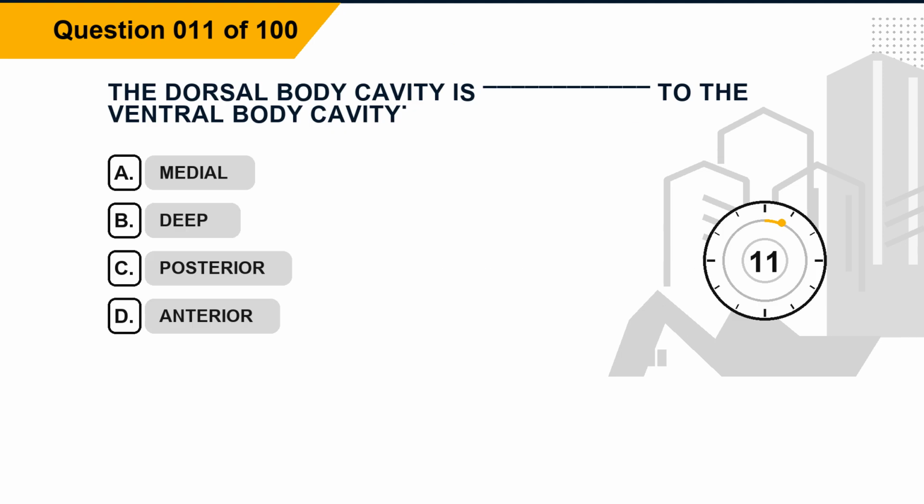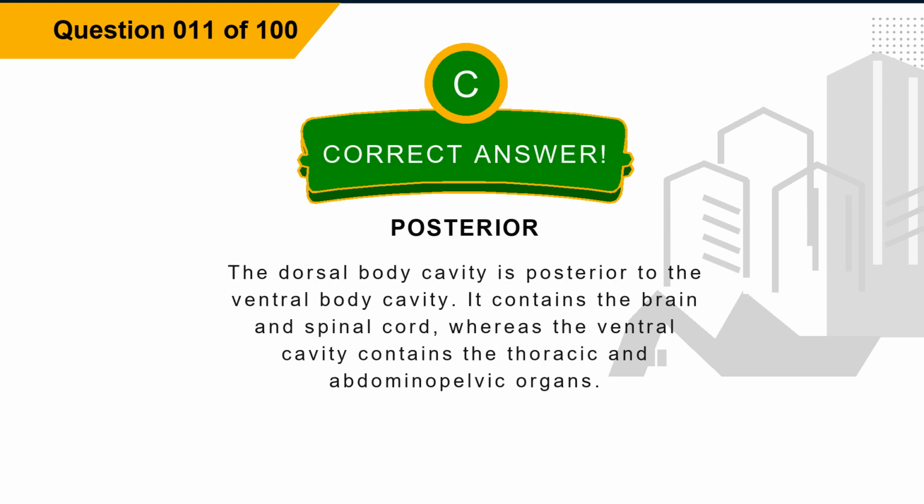Question 11. The dorsal body cavity is blank to the ventral body cavity. Option A, medial. Option B, deep. Option C, posterior. Option D, anterior. The correct answer is option C, posterior.